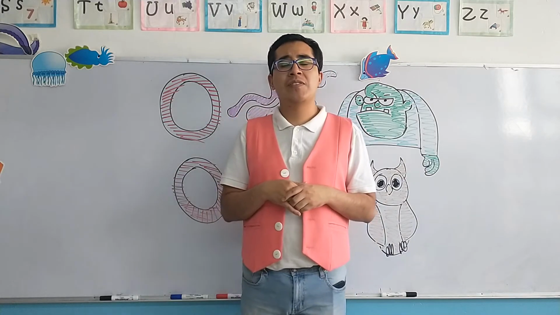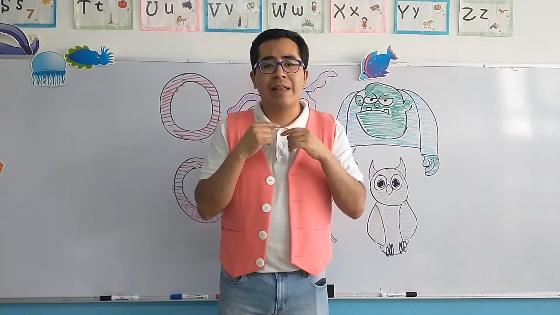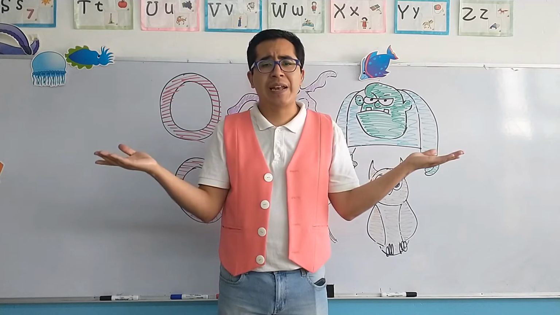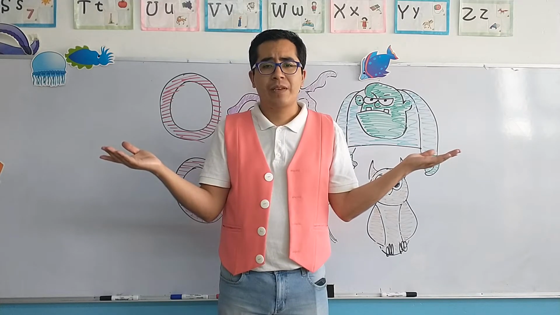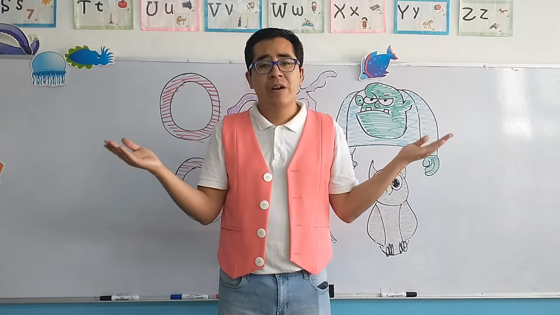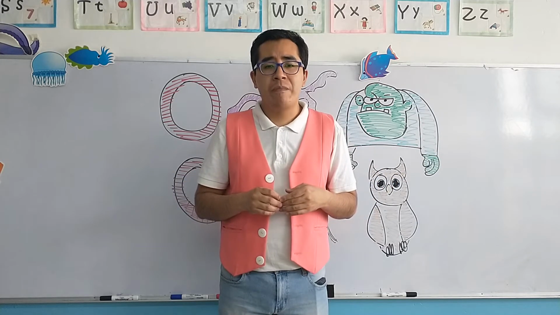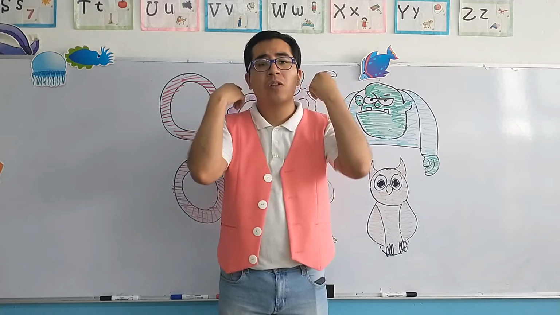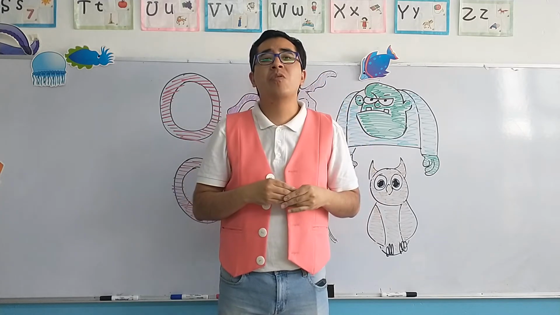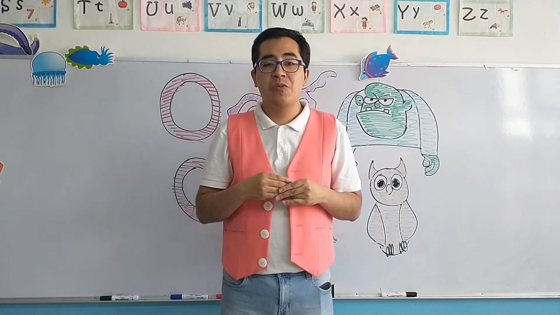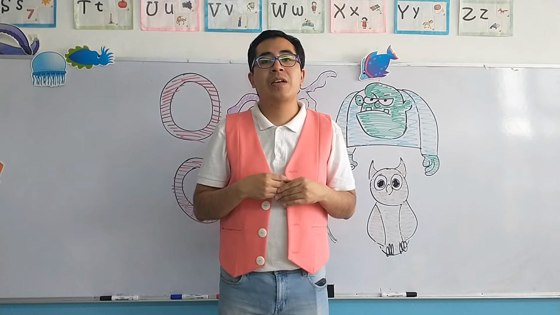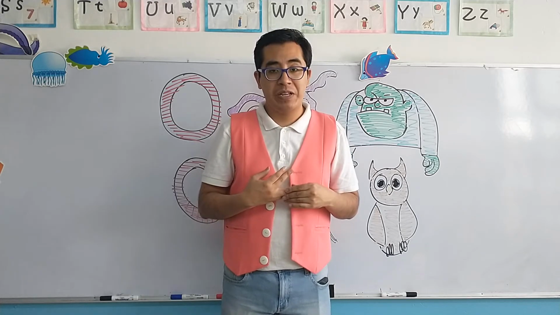Some of the objects include the necklace. Do you remember what is a necklace? El collar, very good. Remember the necklace, it's an object that the women use around their neck to look prettier, to look more beautiful. Recuerden que un collar es un objeto que utilizan las mujeres para verse más bonitas.